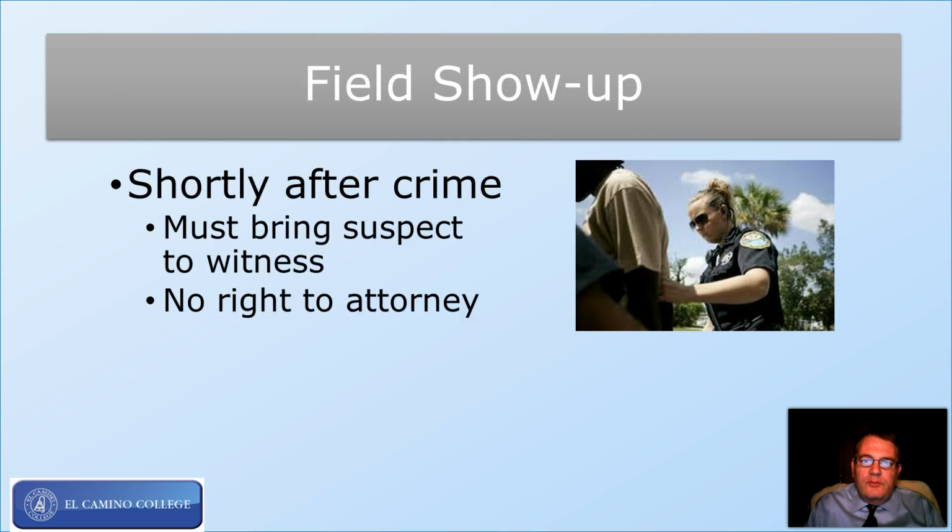Second way is a field show up. That's where the crime has happened and the suspects left the scene. They fled from the scene or something, and you caught them a short time later. Get a hit and run. Somebody runs down the street. You get a victim or witness description of it. Another officer responds to the scene. They see this person walking down the street, fits the description. They can stop and detain that person.